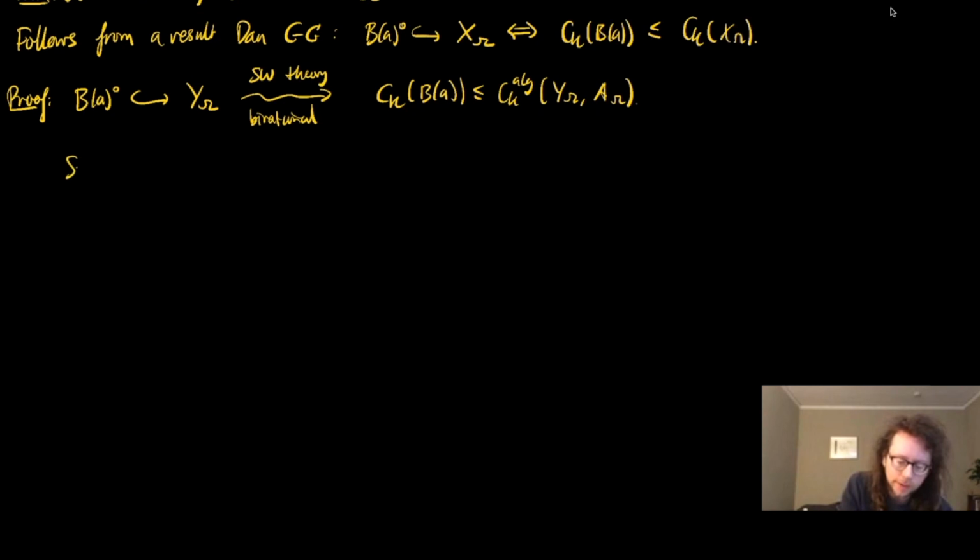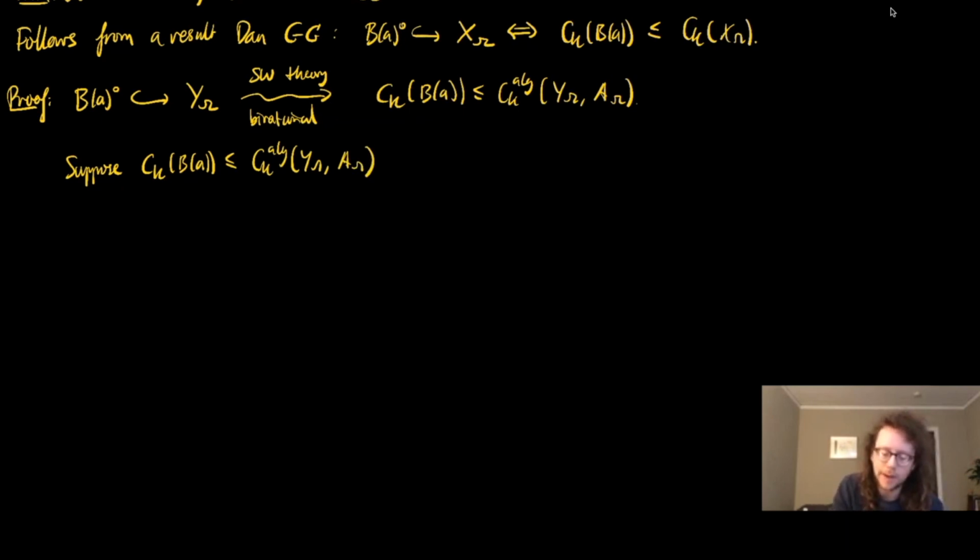The other way, the constructive way, which is more relevant for us, goes as follows. Suppose that the ECH capacities of the ball are less than or equal to the algebraic capacities of Y_omega minus A_omega. Well, because these guys are equal to the ECH capacities of X_omega, just because this and this are equal.